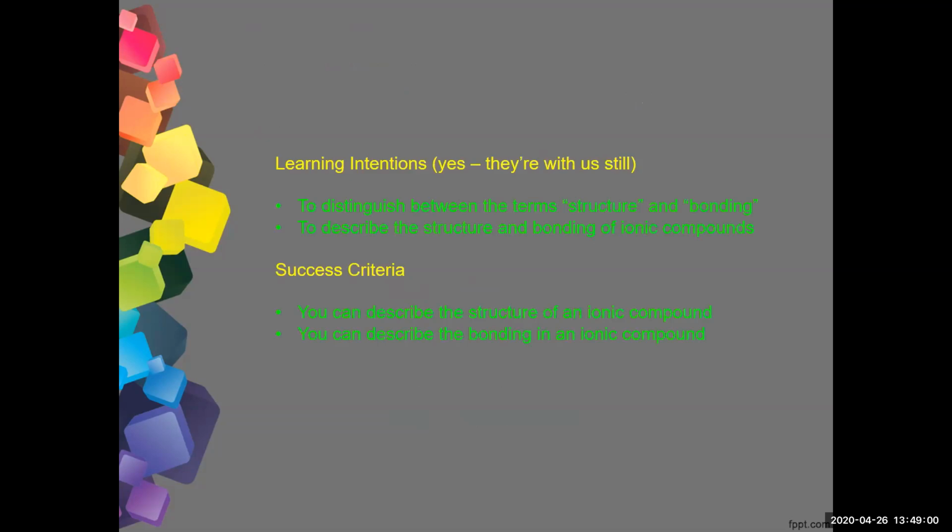Moving on with today's lesson then. So that all that stuff before you knew. It wouldn't be proper to continue without our learning intentions. They're still with us, and we've got 2 of them today for you. You are going to learn to distinguish between the terms structure and bonding, and you are going to learn to describe the structure and the bonding of ionic compounds. As we go through this topic, you'll be describing the structure and bonding of all the different types of compounds, but for today, just ionic. You will know that you have achieved your learning intention if you can describe the structure and the bonding in an ionic compound.